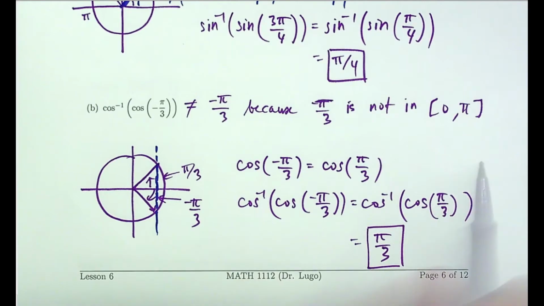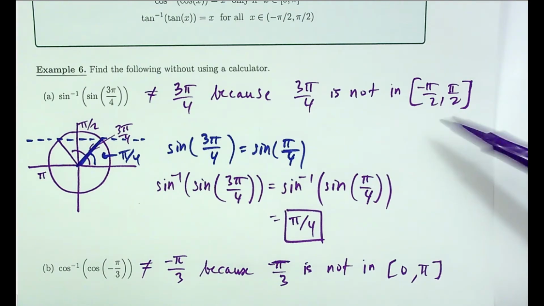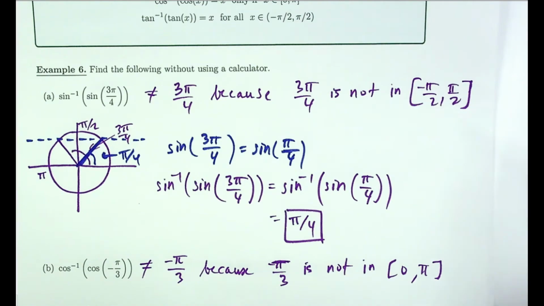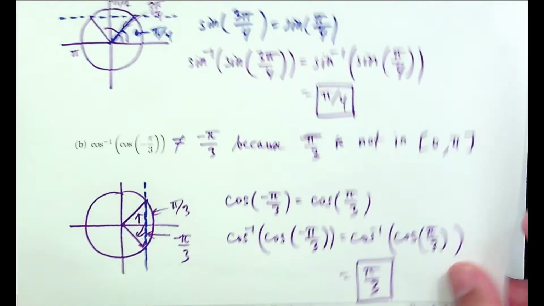Okay, so see why I told you that you're supposed to memorize the domain and the range of cosine inverse and sine inverse and tangent inverse, because at each point you have to know what's the interval where you want it to be. Sine inverse is between negative pi over 2 and pi over 2. Cosine inverse is between 0 and pi. And tangent inverse is between negative pi over 2 and pi over 2. So you need to know that in order to solve this problem.